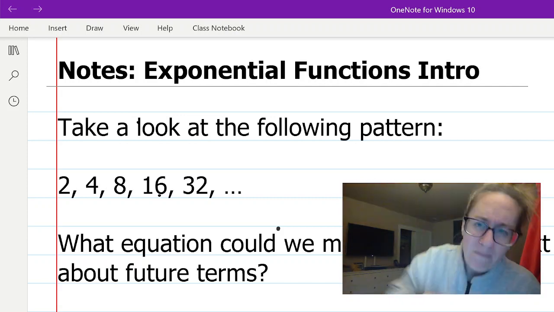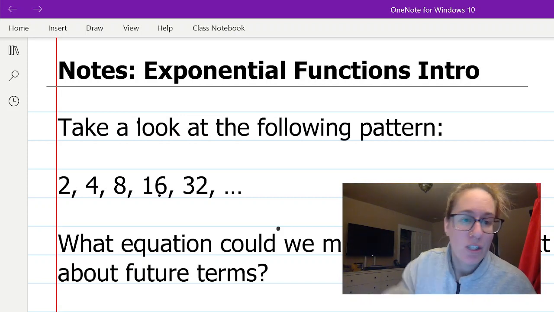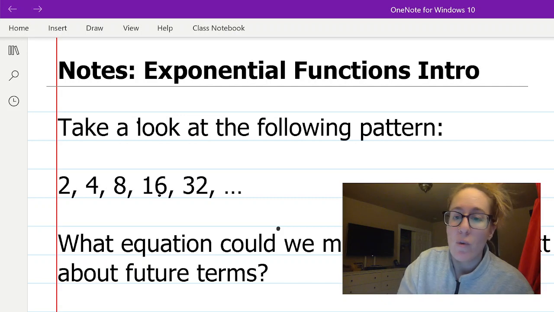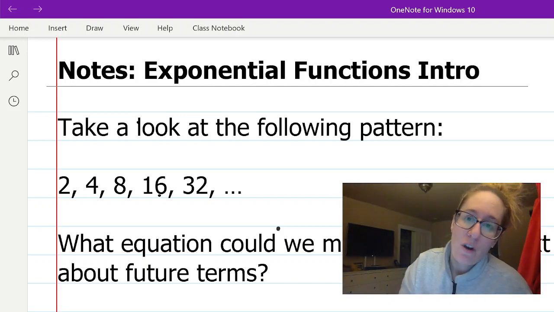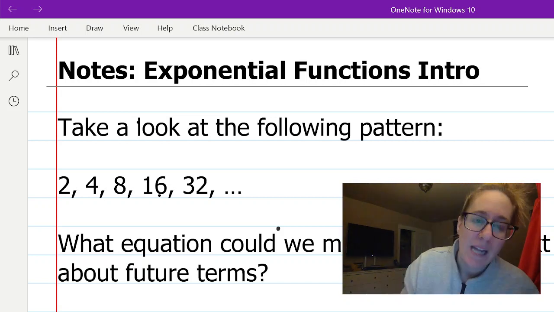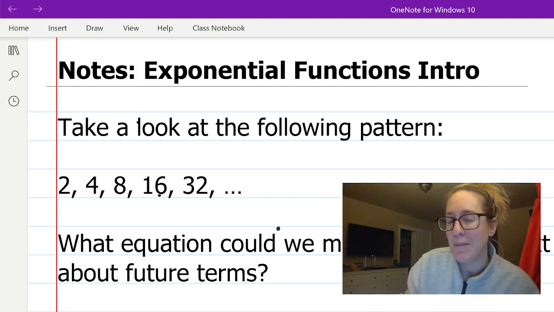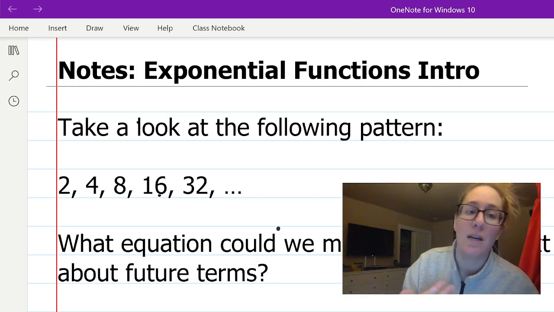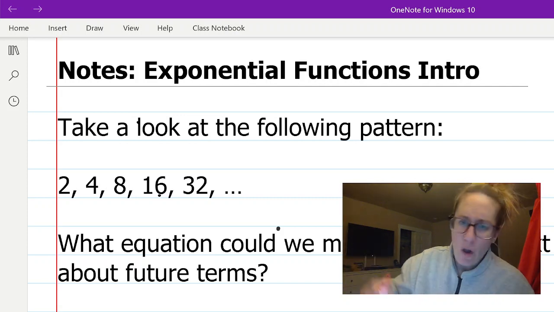So first off, let's look at this pattern. We have 2, 4, 8, 16, 32. We want to make an equation that would help us find the next term and future terms. Just thinking about what we did last unit, we're going to see if we can find a pattern. I've already spoiled it: this is going to be very similar to our geometric pattern. So we're looking for something that's going to multiply over and over again to get the next term.